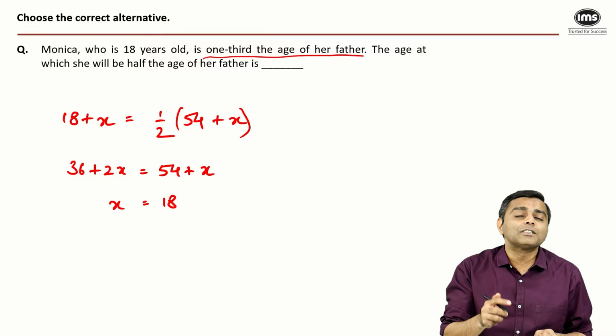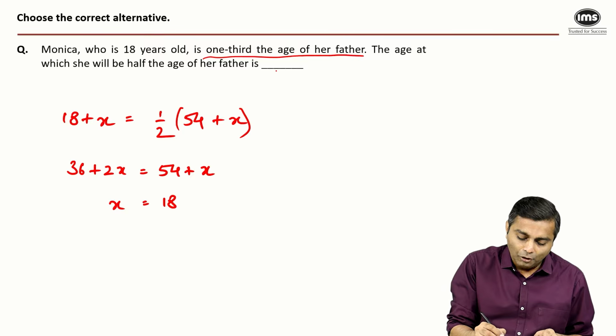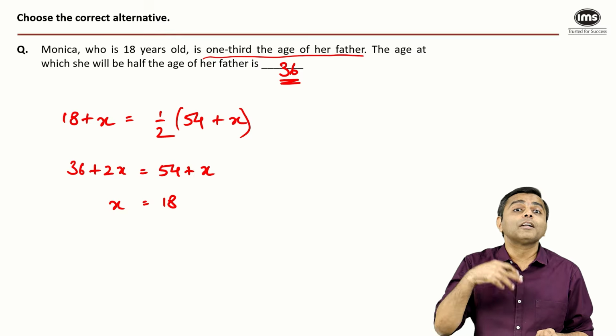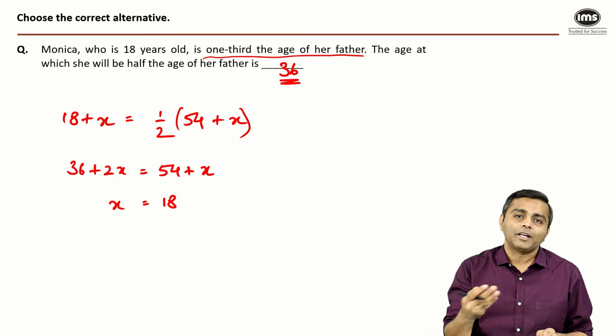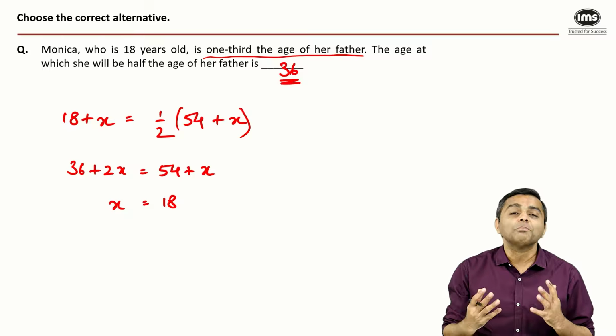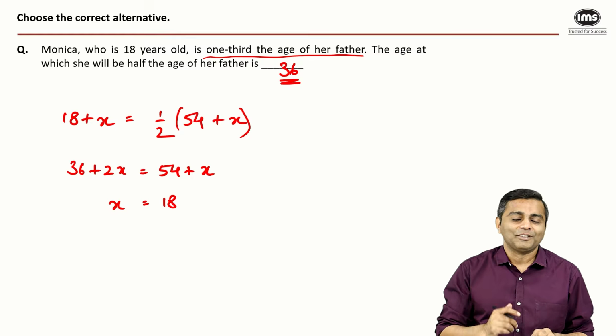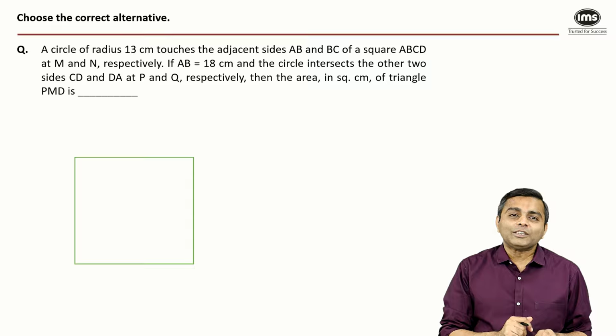age at which Monica will be half of. So Monica's age is what we are trying to find. 18 plus 18, Monica's age should be 36. By that time, father is going to go from 54 to 72, and 36 and 72, Monica is half of father's age. That's how simple it is. Okay, so this was the first question here. Moving on to the next one now.